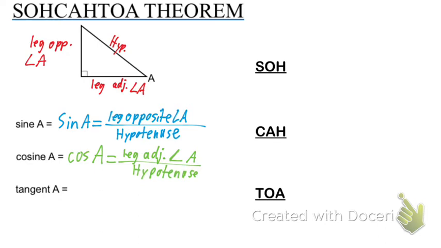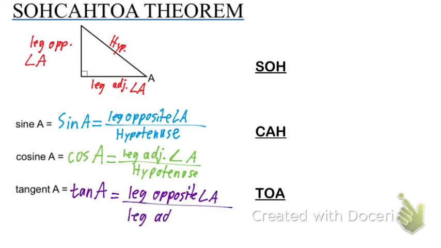Tangent of angle A. Tangent of angle A is going to be spelled T-A-N. It's still pronounced tangent of angle A. It is too cloudy outside to get a good tan anyway right now. So, we would take the leg opposite angle A divided by the leg adjacent to angle A.